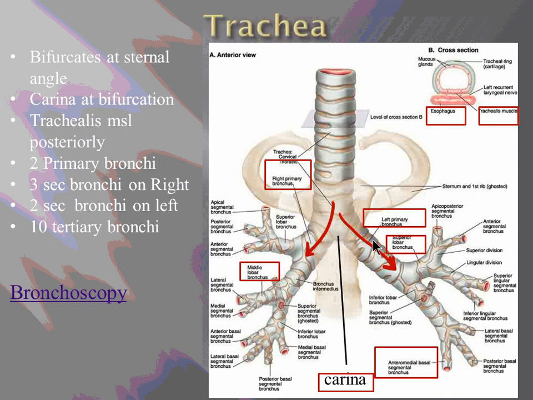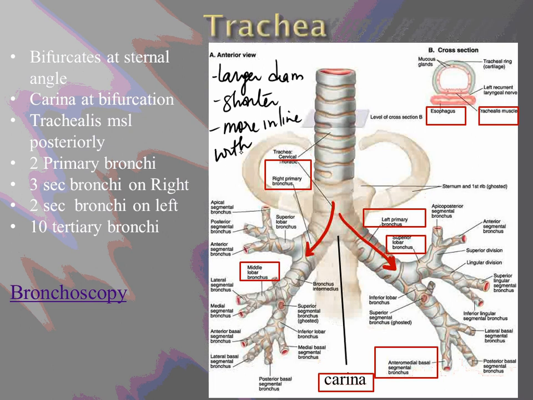So if we put these three things together, on the right side, it has a larger diameter, it is shorter, and more in line with the trachea. On the left side, it is narrower, longer, and more oblique, or some even say horizontal.